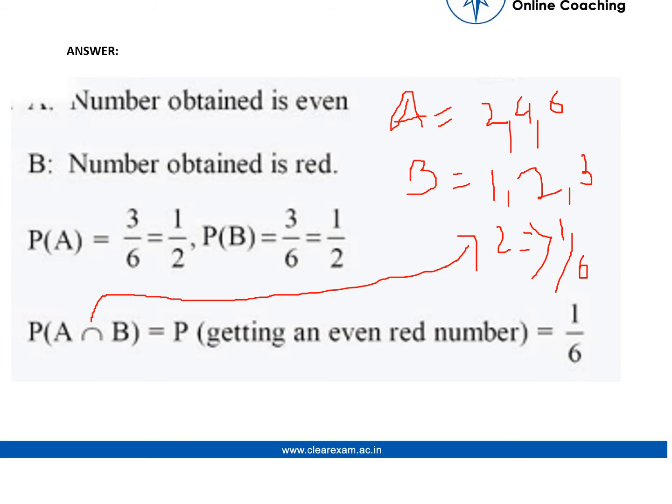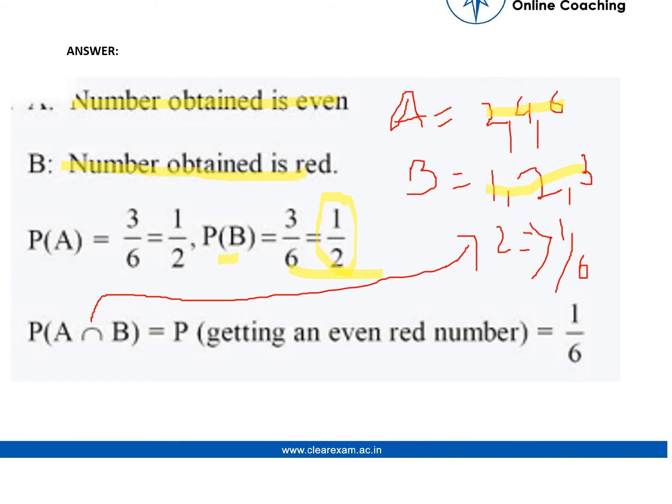As given in the question, A is the event that the number obtained is even. So A should be {2, 4, 6}, and B is the event that the number obtained is red. So B should be {1, 2, 3}, as given according to the question. So the probability of A is 3 by 6, that is 1 by 2, and the probability of B is also 3 by 6, that is 1 by 2.